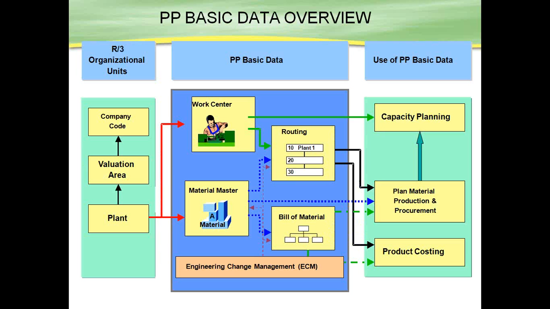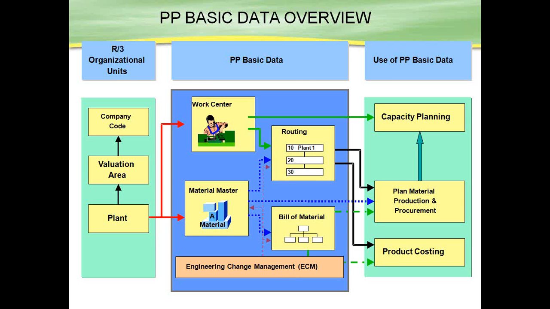This is the one screen which shows how the basic data in PP links with each other. See the central part showing the basic data. Here is my material master. So the material master is linked with my bill of material. It will have a link with my engineering change management. It will have a link with my routing. It will have a link with my work center.